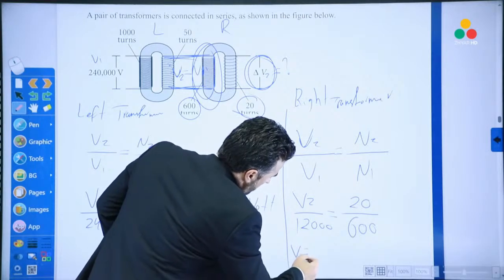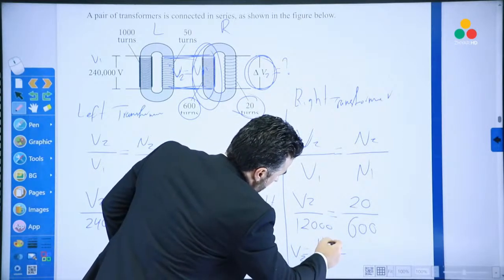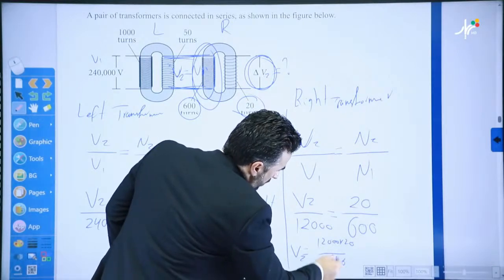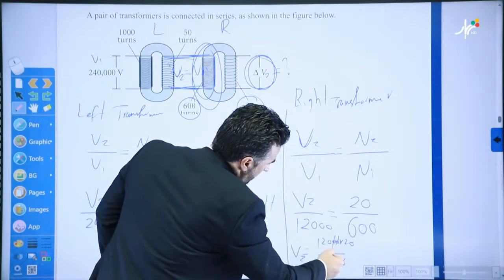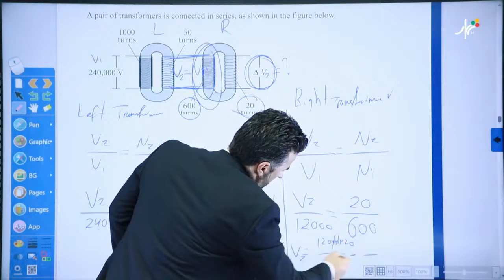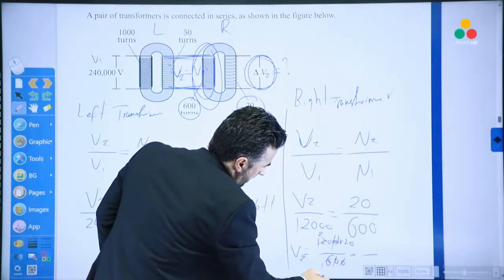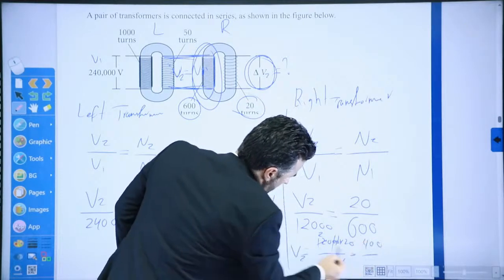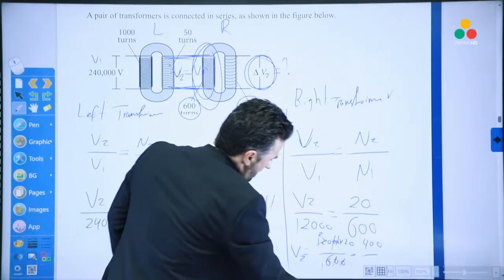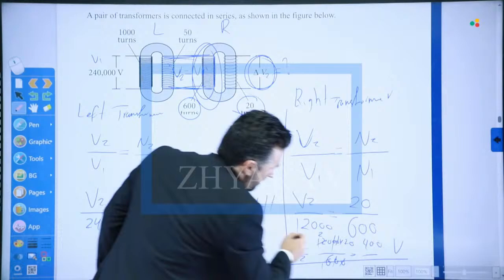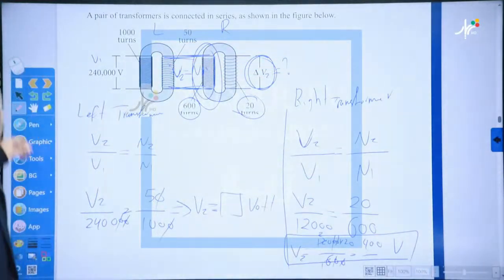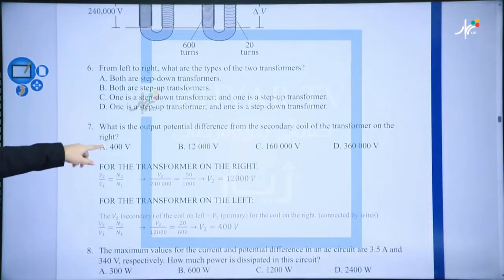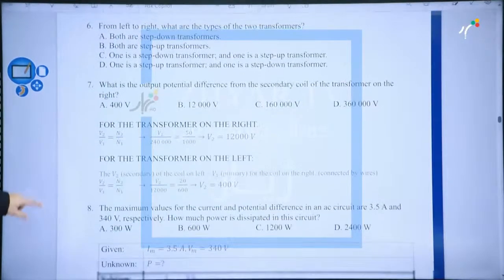Okay, so let's do this right. That is 12,000 multiplied by 20 divided by 600, yeah? So 12 over 12, that is basically 2 times, you can say that is 2, this is 1, yeah? So that is basically about 400, yeah? 2 times 2, that is 400. So it's going to be 400 volts, yeah? So do we have 400 volts there as a multiple choice? There should be, yeah? Where's 400? Here. So it is clearly 400 volts.